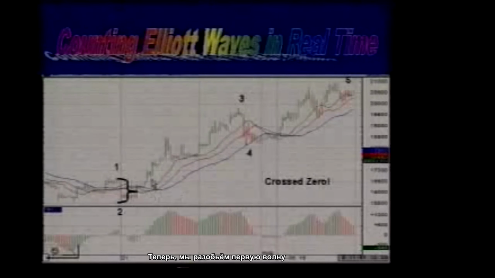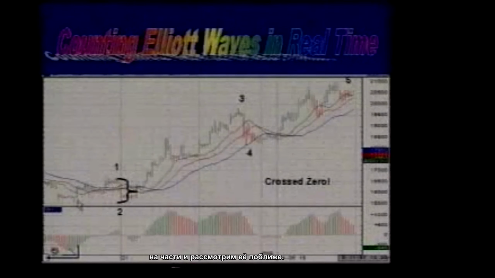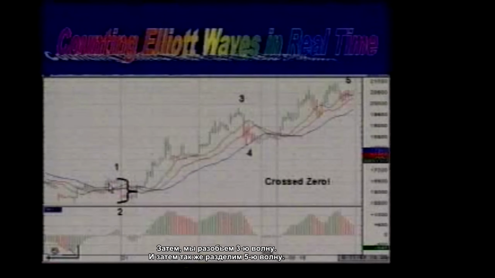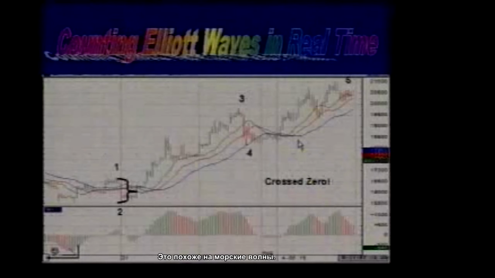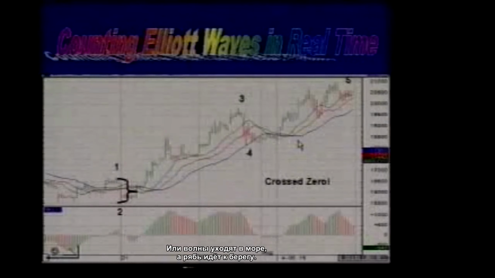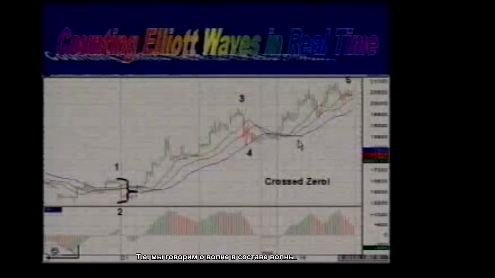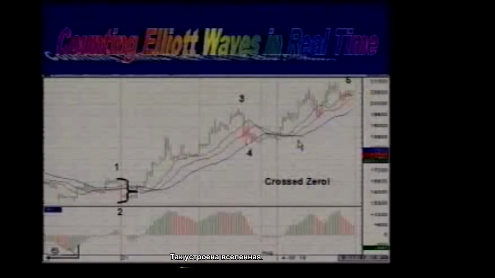Now, again, what we're going to do is break this wave 1 down into a smaller time frame and look at it. And then we're going to break wave 3 down, look at it, and break wave 5 down and look at it. So we can count the Elliott waves within waves, within waves, within waves. It's kind of like at the seashore. You can be in different wave counts depending on what time frame you're talking about. If you're talking about the tides, you can have the tides coming in when the waves and the ripples are going out. You can have the waves going out when the ripples are coming in. So it's wave within wave within waves, and that's how the universe works.